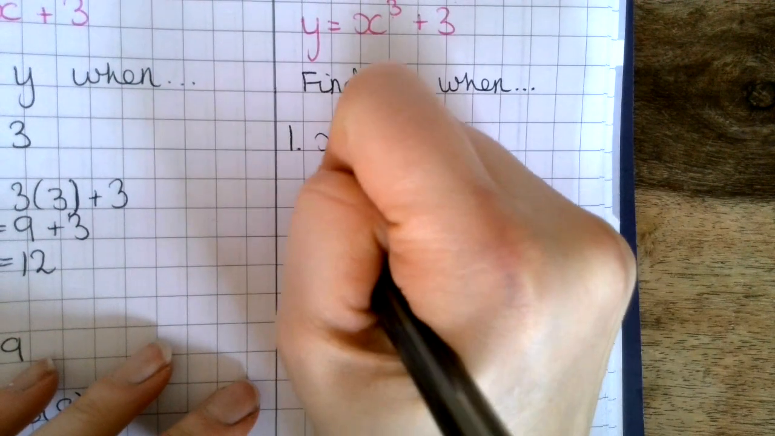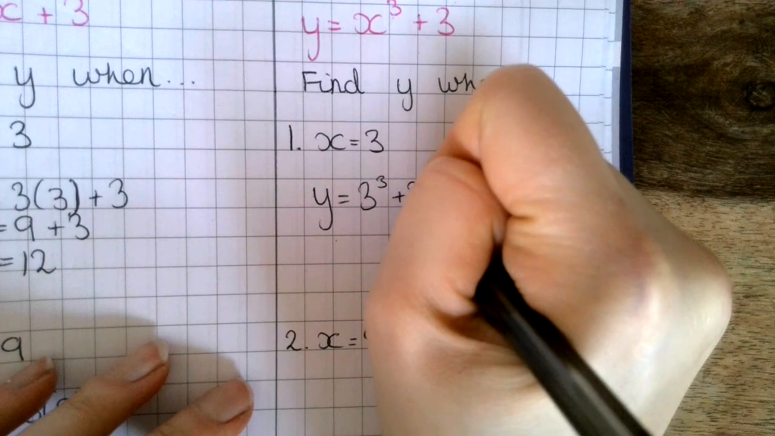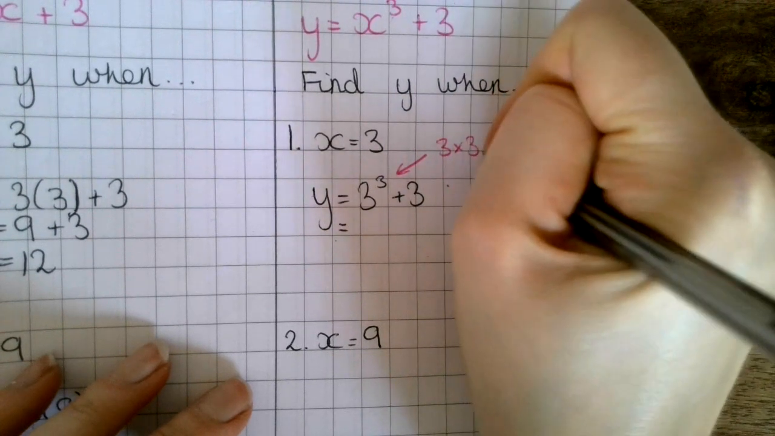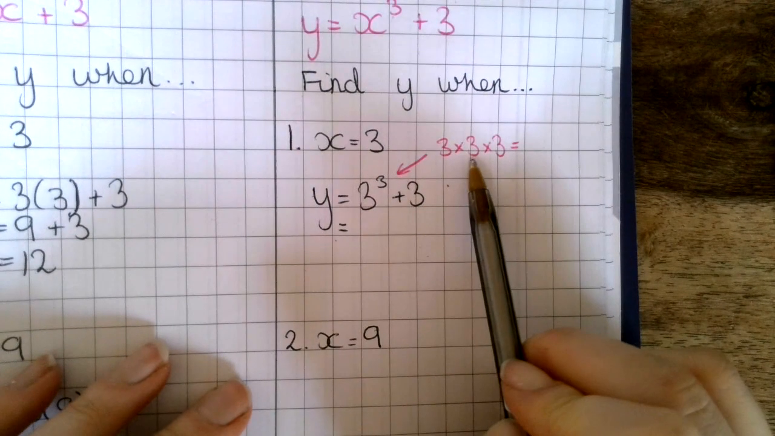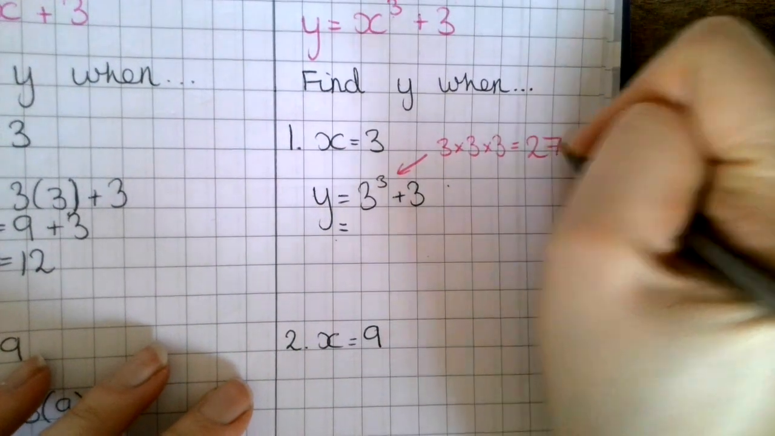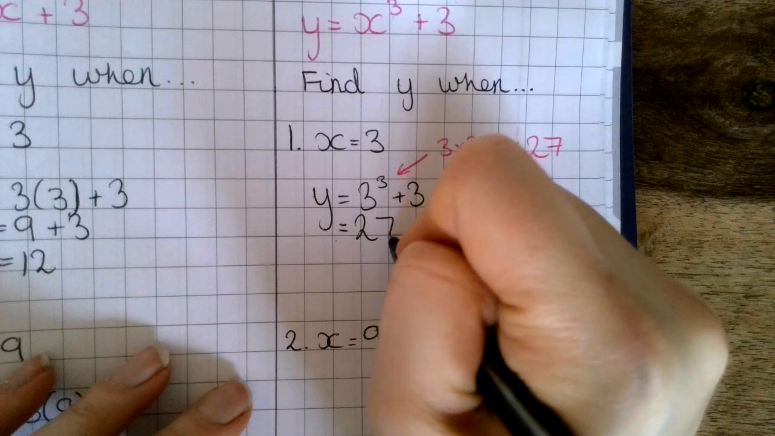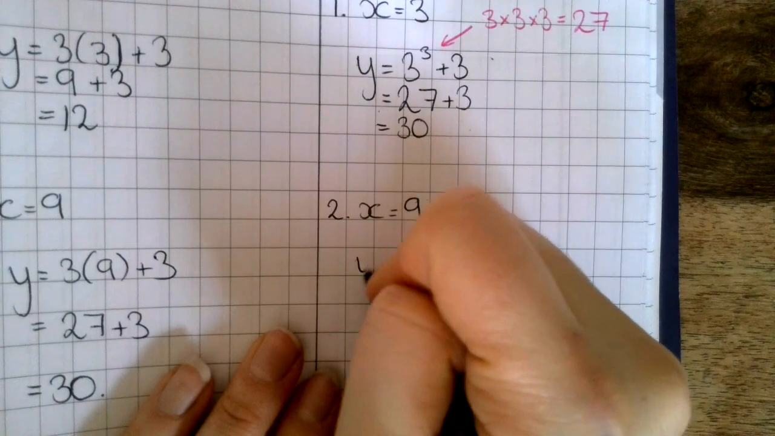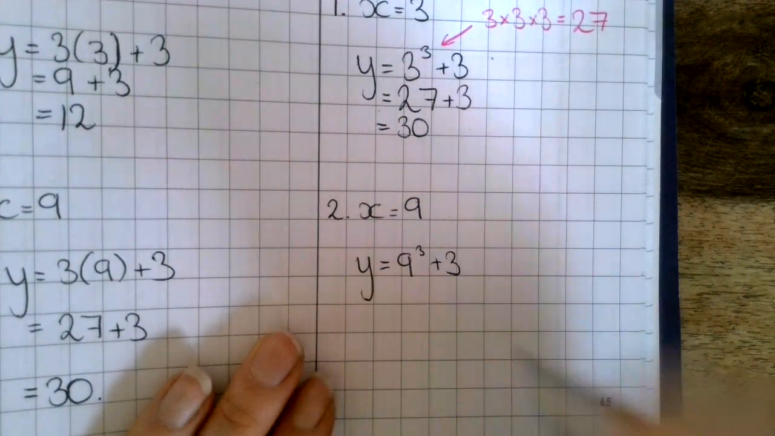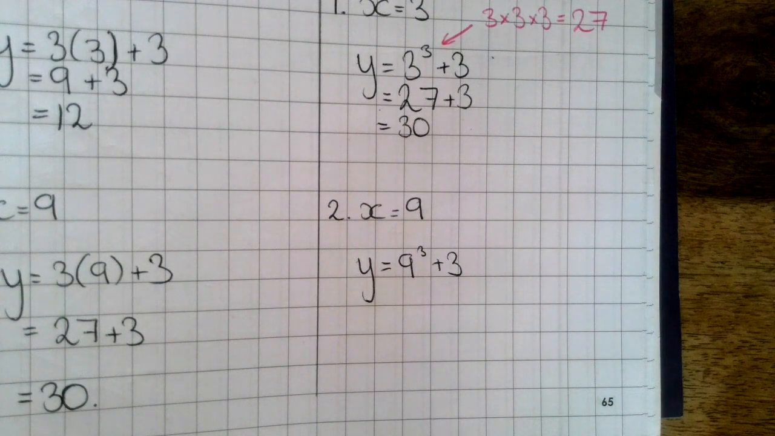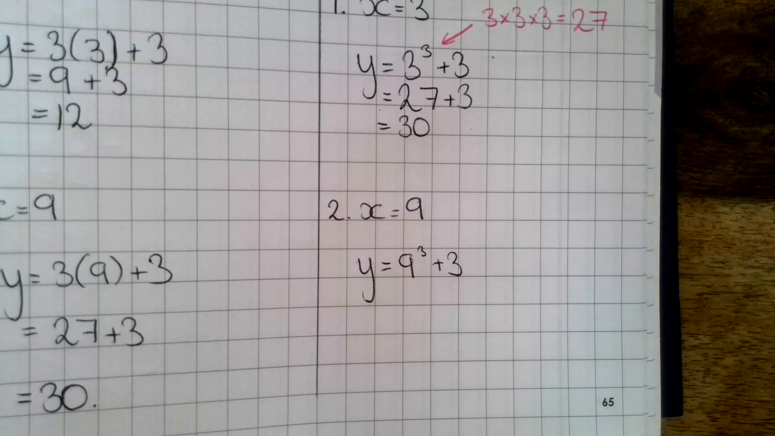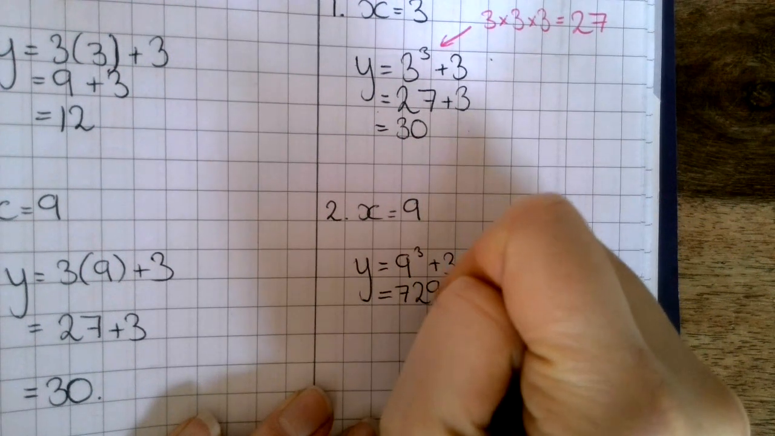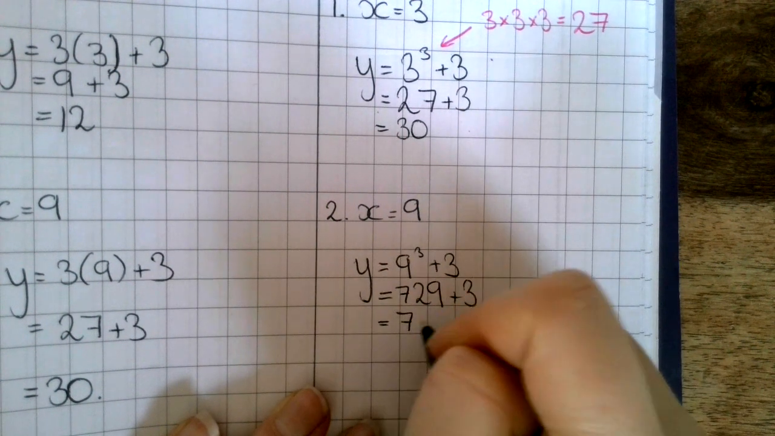So for this one, we've got y equals 3 cubed plus 3. Now 3 cubed, that is 3 times 3 times 3. 3 times 3 is 9, times by 3 again, 27. So we have 27 plus 3, which is 30. When x equals 9, we've got y equals 9 cubed plus 3. 9 times 9 is 81. 81 times 9 is 729. 729 plus 3, so we should have got 732.